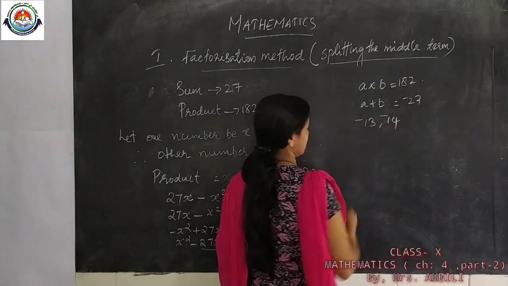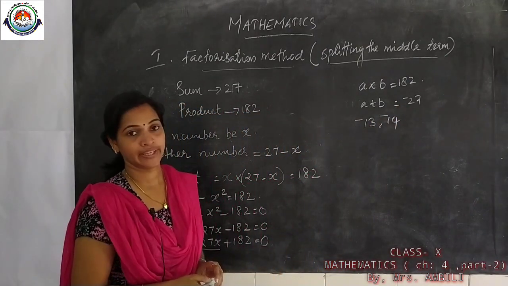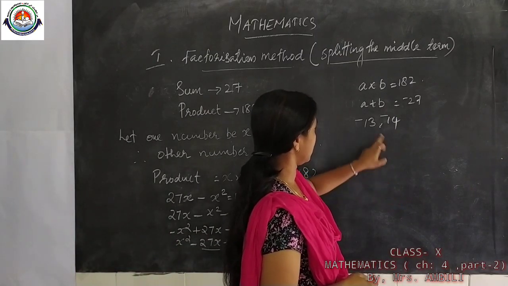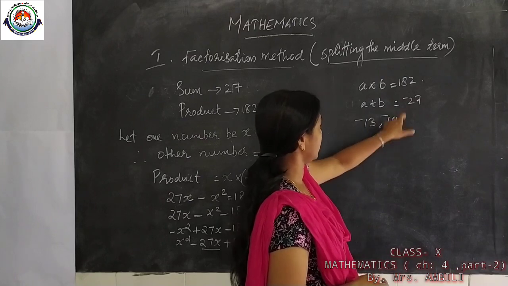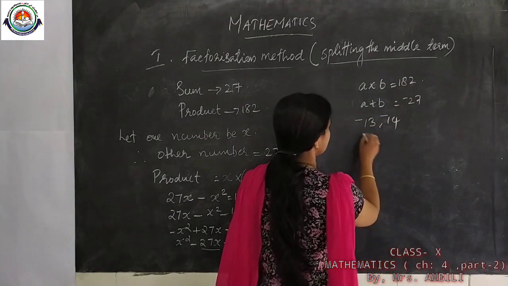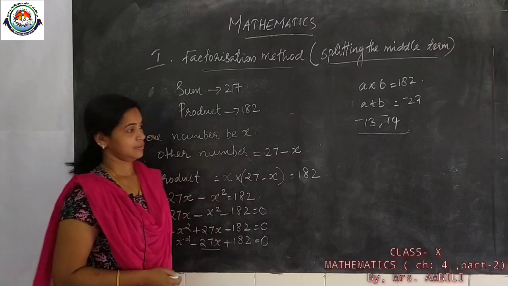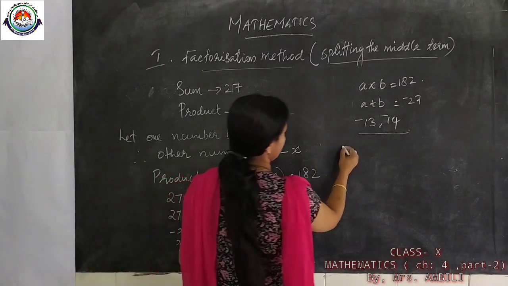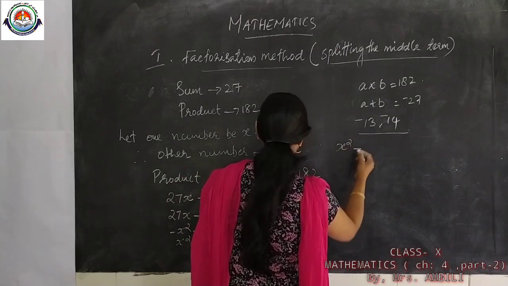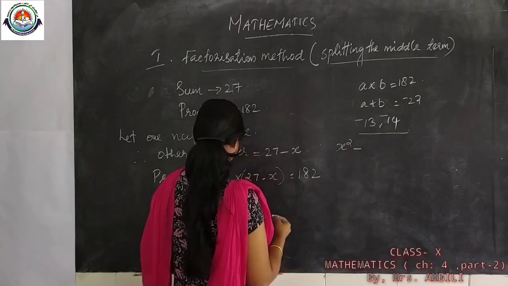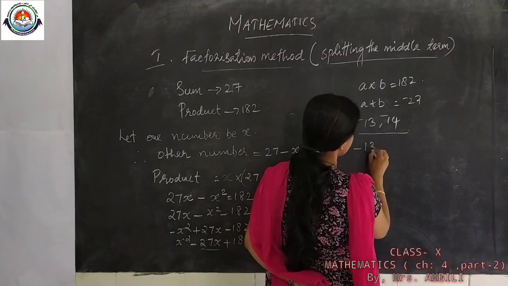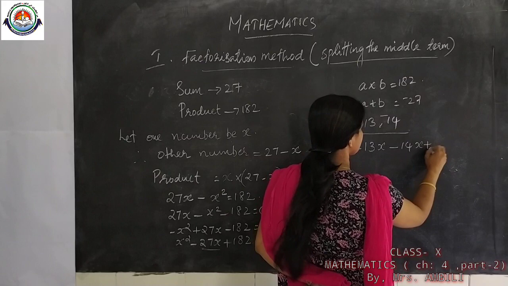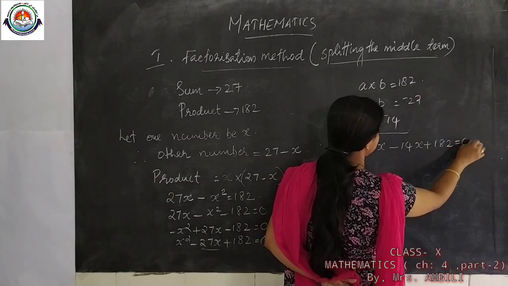So we need to consider minus 13 and minus 14. Minus 13 plus minus 14 is minus 27, and minus 13 into minus 14 is 182. So we can give the two numbers, minus 13 and minus 14. So I am writing here x square, instead of 27x I am writing minus 13x minus 14x plus 182 equal to 0.